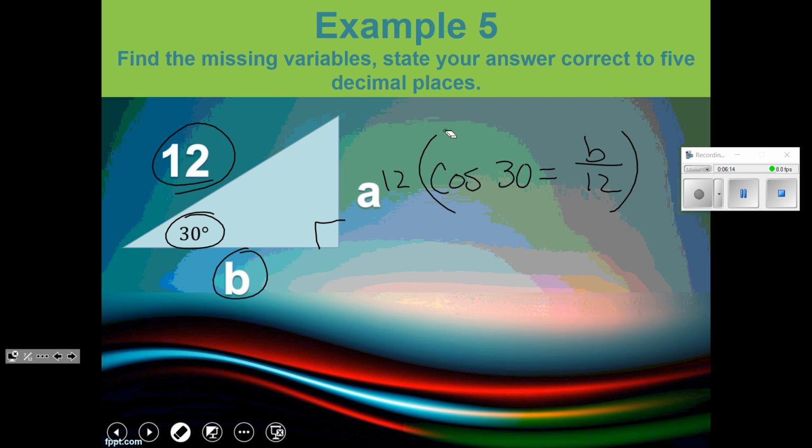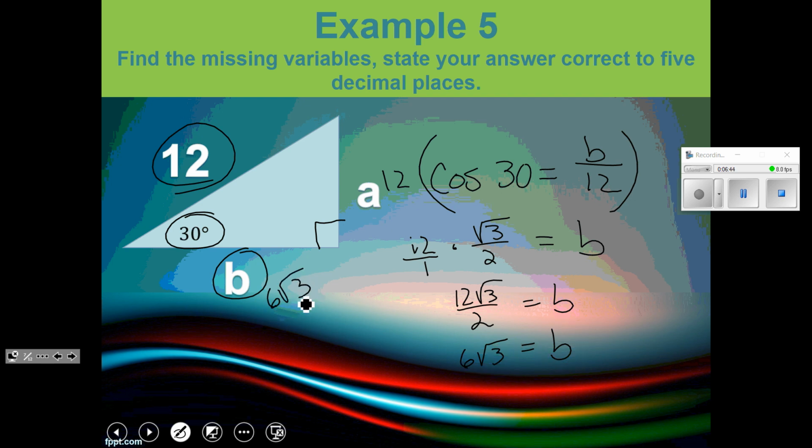All right, so we know the cosine of 30 is what? Square root of 3 over 2, and we're going to times that by 12, right? And that's going to give me B. So if I worked this out, what would that be? 12 times the square root of 3 over 2. Simplify it. 6 square root of 3. Oh, so we know that B would be equal to 6 square root of 3.